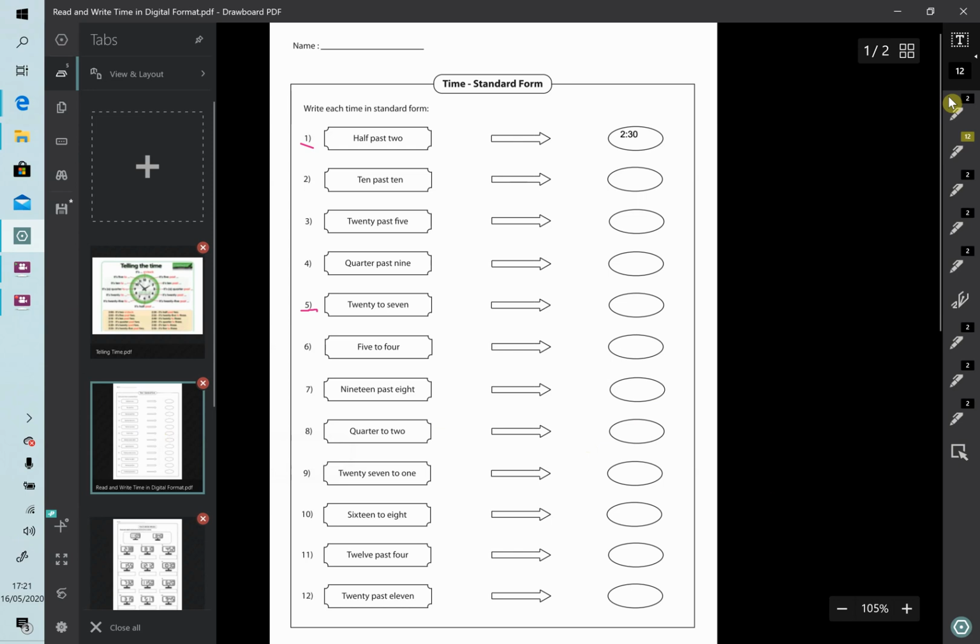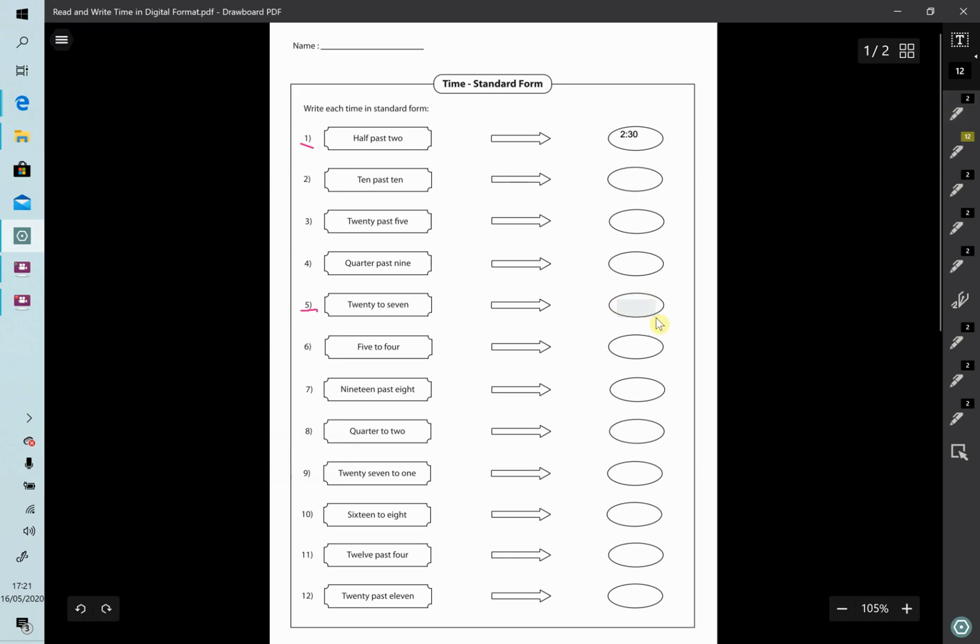So we're talking about 20 minutes until it is 7 o'clock. So at the moment it is 6:40, and that is how it is in digital format.